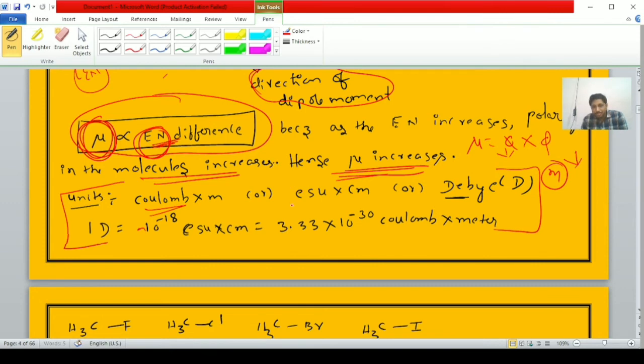Similarly, student, electrostatic unit into centimeter. Here the charge can also be expressed in the units of ESU. ESU stands for electrostatic unit. And the distance also can be expressed in centimeters. In addition to these two units, another unit is also introduced, student, that is debye. Because in honor of the scientist Peter Debye, we are using this unit, because the concept of dipole moment was given by scientist Debye, hence debye is also a unit.